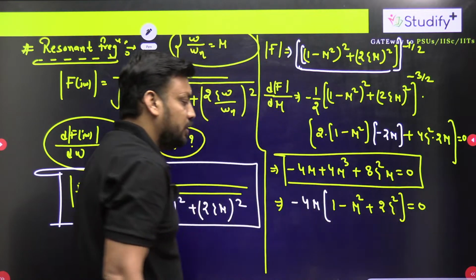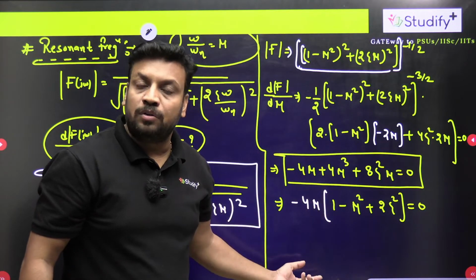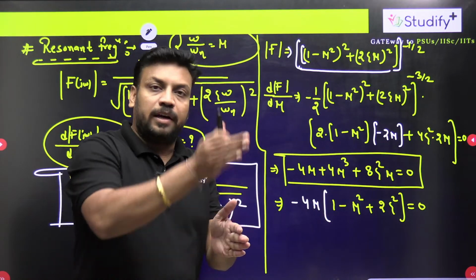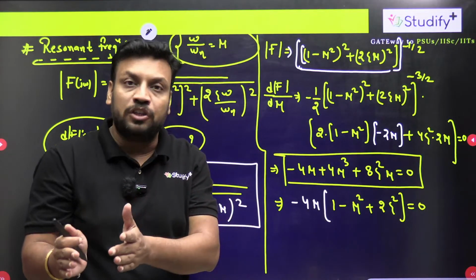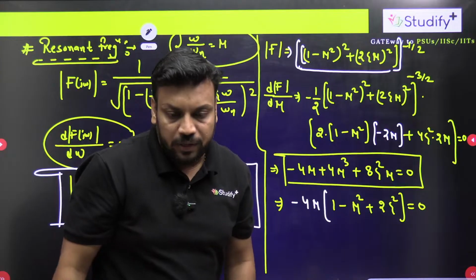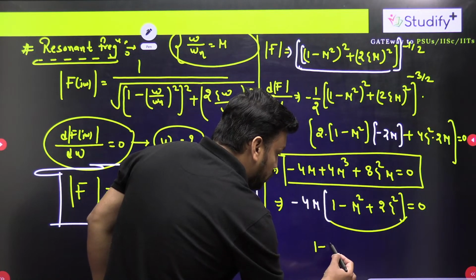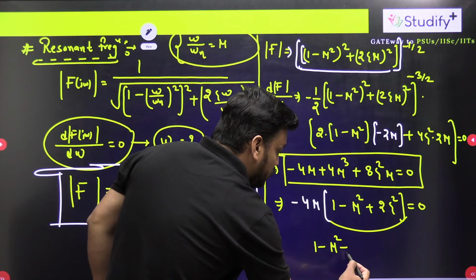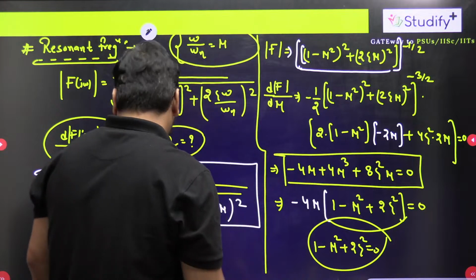Now u can't be 0, because if u is 0 then omega is 0, and at omega equal to 0 the curve value is 1. We are looking for omega r, which is of course not 0. Omega r should be greater than 0. Is it clear or not? It means this term must be 0. So this term 0 means 1 minus u squared plus 2 zeta squared equals 0. Is it clear? Yes sir.